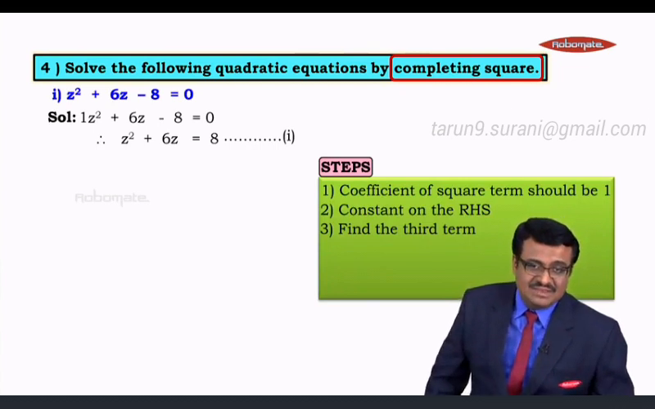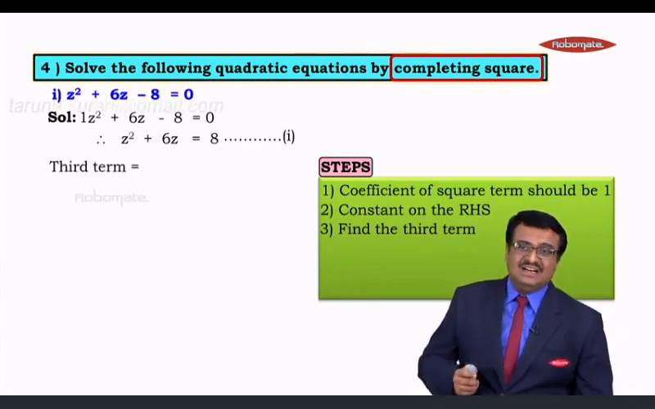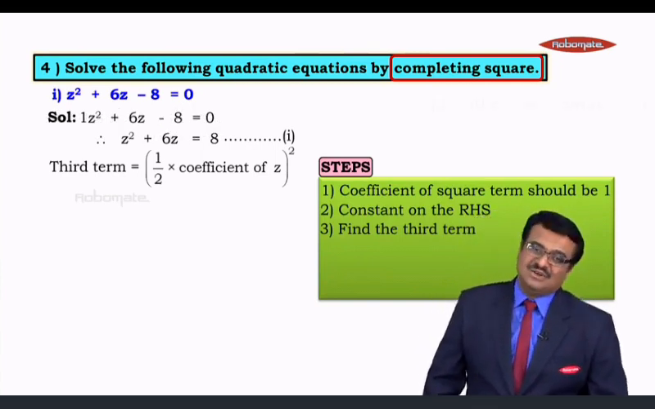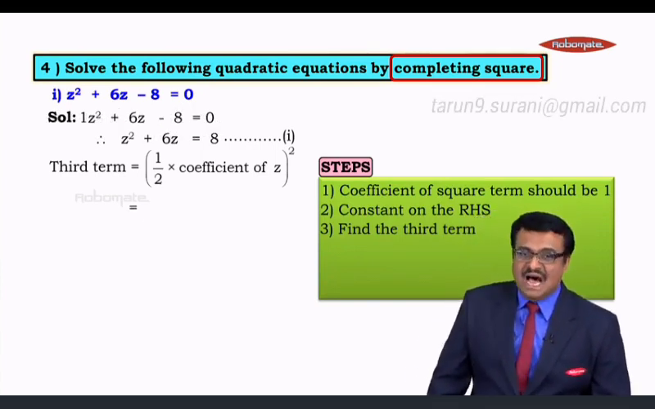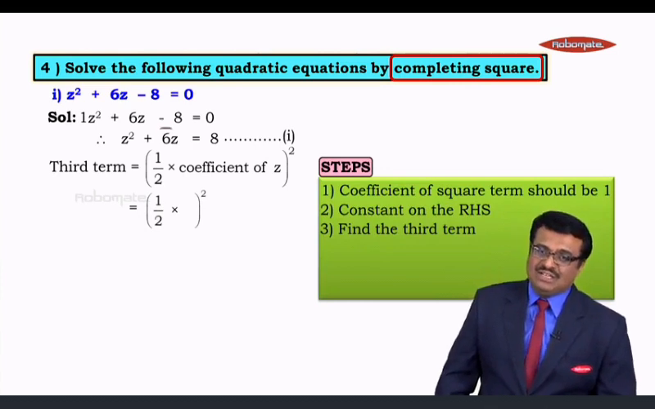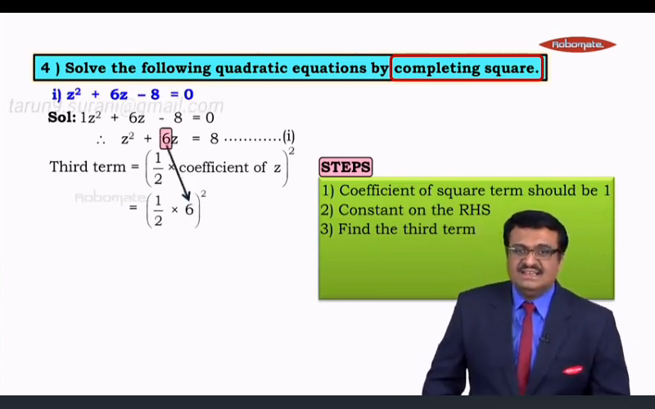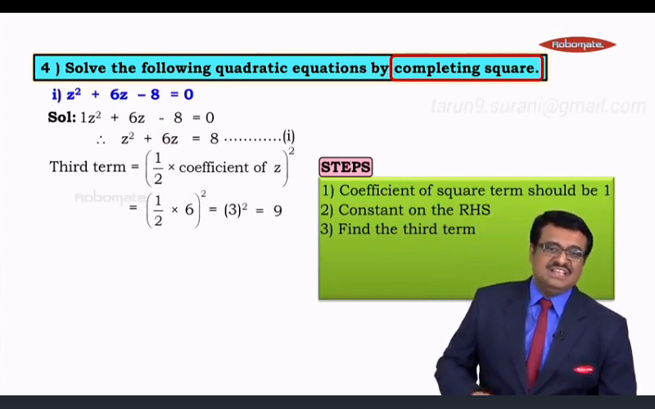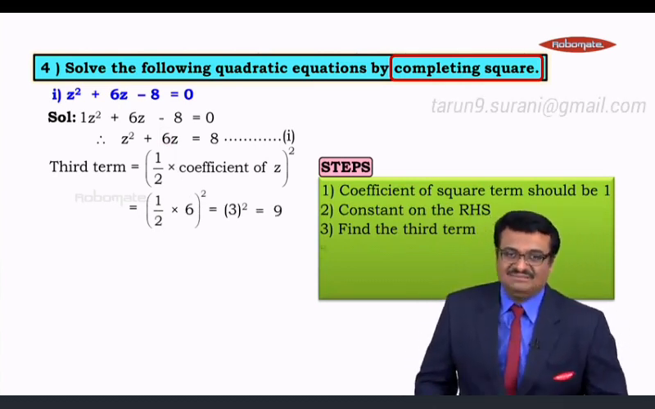Finding the third term is the third step, and the third term is given by the formula half into the coefficient of z, the whole square. Which is nothing but half into the coefficient of z. What is the coefficient of z? 6, the whole square. Now 2 1s are 2, 3 2s are 6. So 3 square you get, and 3 square is nothing but 9.